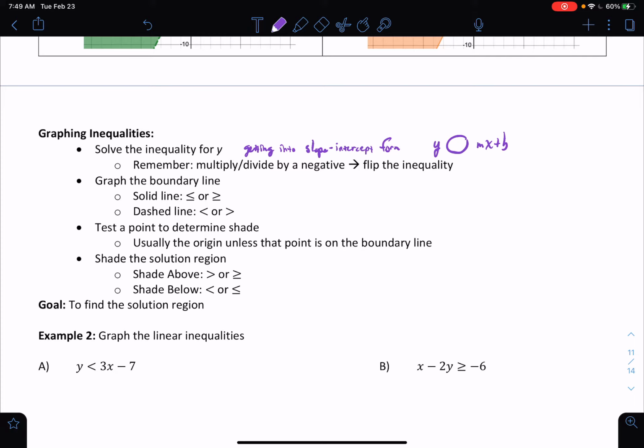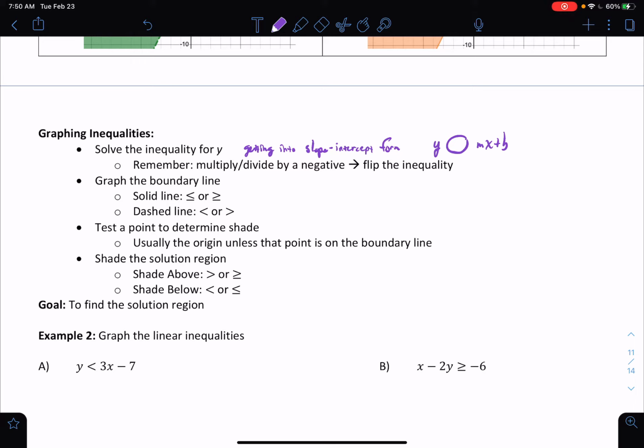And we graph that just like we would. We start at the b value, which is our y-intercept, and then we apply the slope, which is the m value, rise over run. It's a solid line if we have equality, so less than or equal to or greater than or equal to, and a dashed line if it's less than or greater than, if we don't have equality there. Then we can either test a point to determine which way to shade, or we can remember that if it's greater than or equal to, we shade above the line. If it's less than or equal to, we shade below the line.